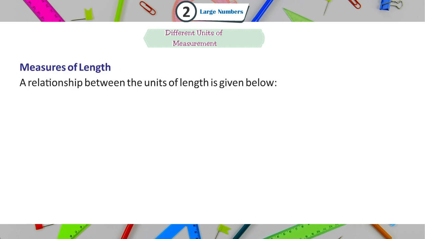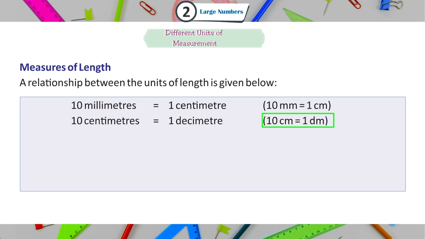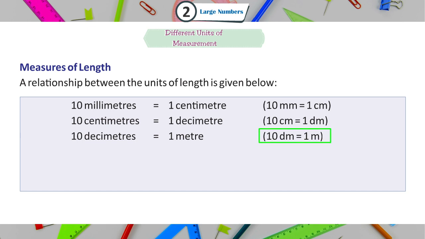Measures of length. A relationship between the units of length is given below. 10 millimeters is equal to 1 centimeter, 10 mm is equal to 1 cm. 10 centimeters is equal to 1 decimeter, 10 cm is equal to 1 dm. 10 decimeters is equal to 1 meter, 10 dm is equal to 1 m.